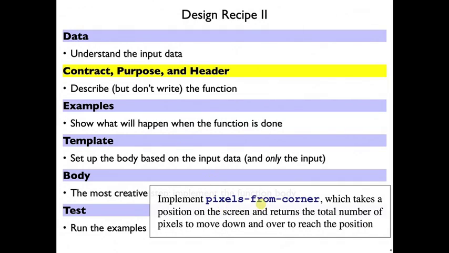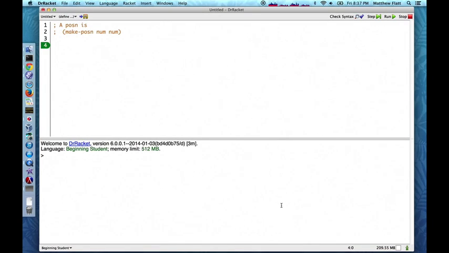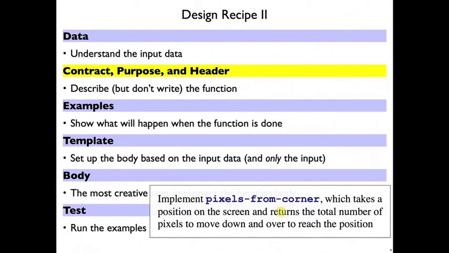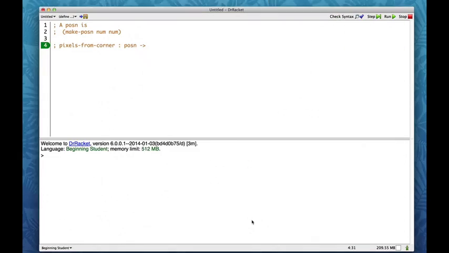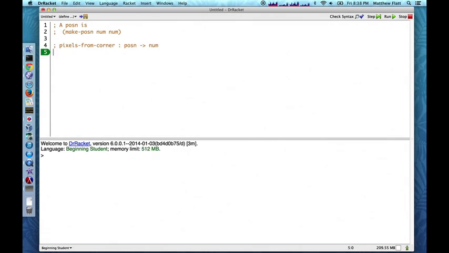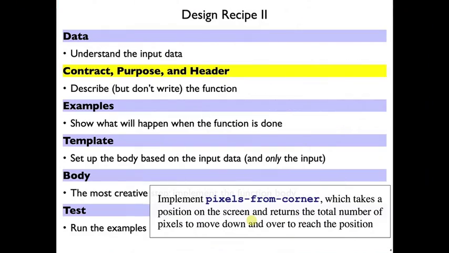The function, as the problem statement gives us, is pixels from corner. So our contract is pixels from corner. We decided in our data step that the function would take a posn, and it needs to return the total number of pixels to move down. So that sounds like a number to me. That's our contract. To compute the x offset plus the y offset is our purpose statement, and the header is pixels from corner takes a posn p. That's our contract, purpose and header.